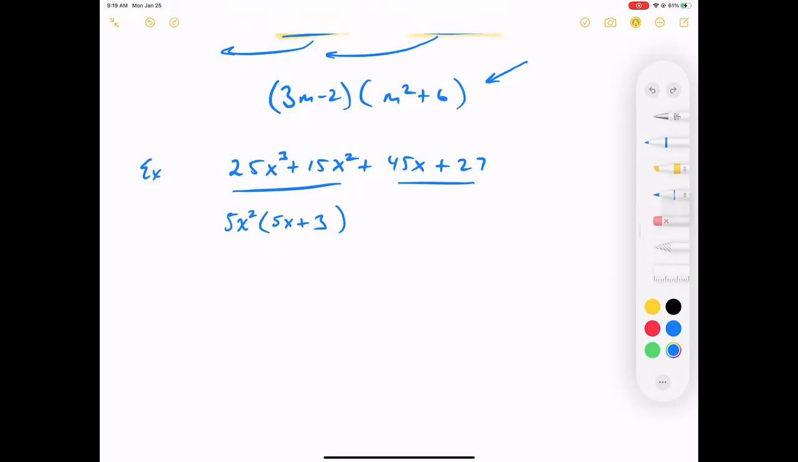In the back, I'm going to use a positive, so plus. 45 and 27 have a common factor of 3 and 9. I'm going to take the whole 9 and no variables in between in common. So that's going to be 5x plus 3.